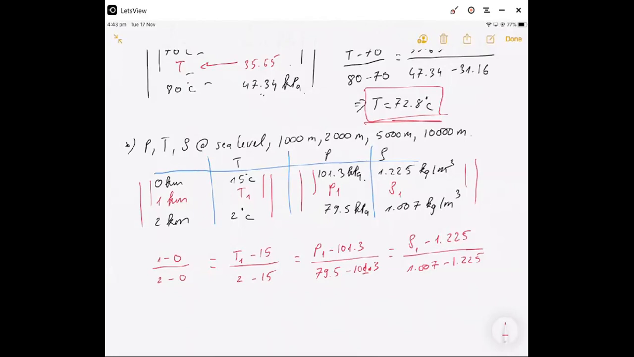It's similar for 5,000 meter altitude. For 5,000, you use 6 km and 8 km. So from here you can find temperature, pressure, and density at 1 km altitude. Got it? Do you have any question? So similarly, you can find at 5,000 meter altitude. Okay, do you have any question? Any question?